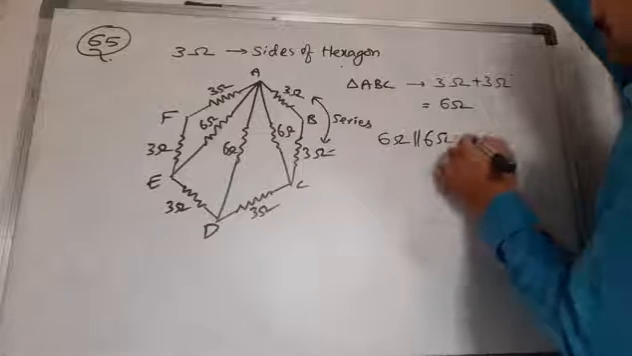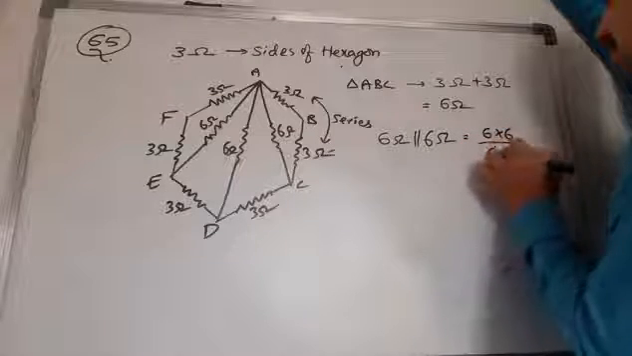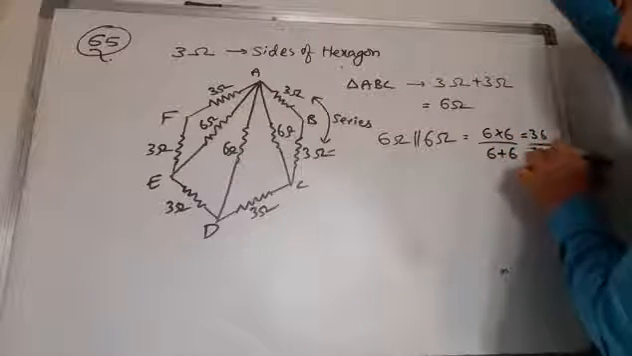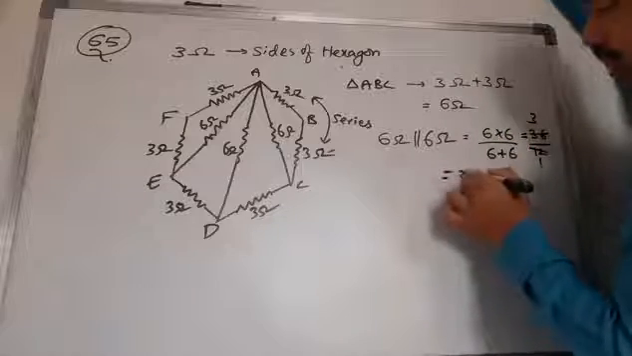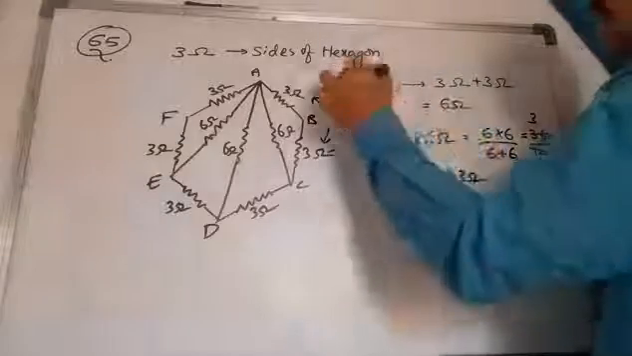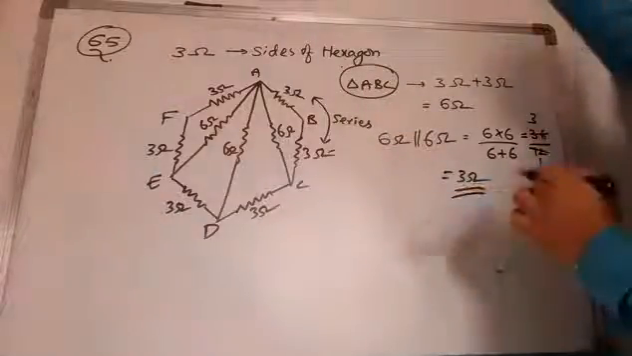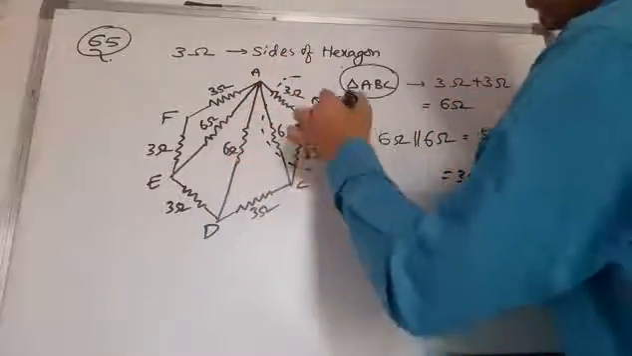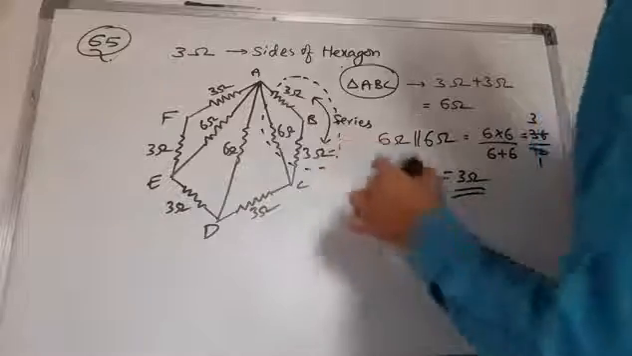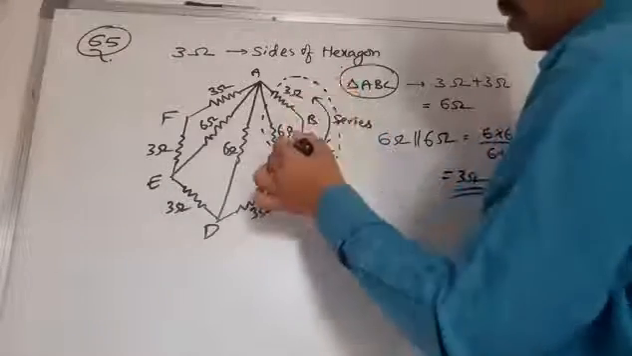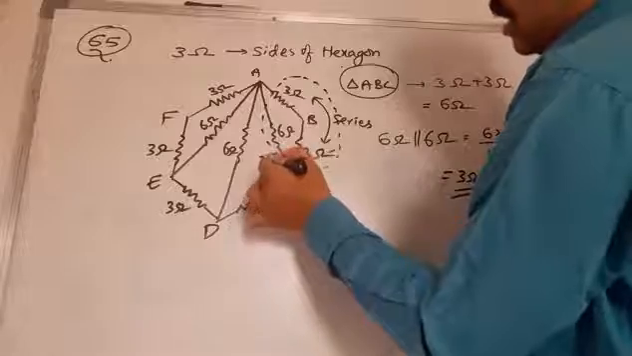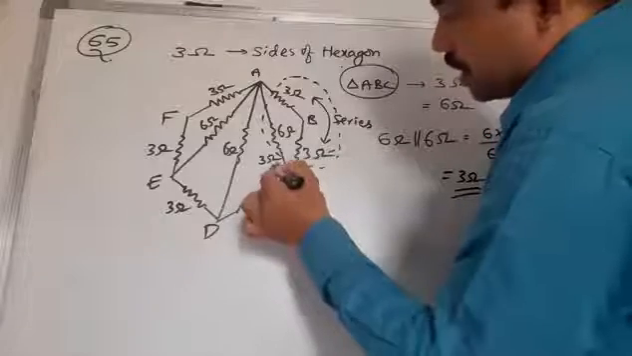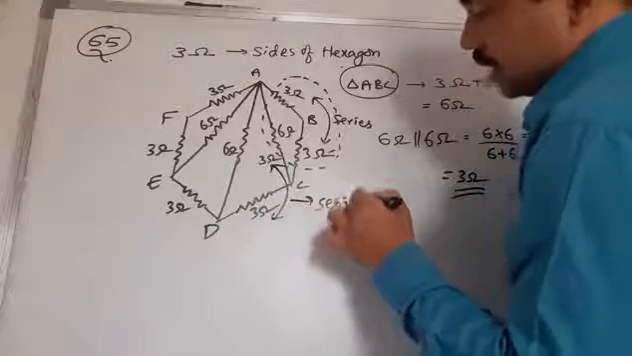That is equal to how much? 6 into 6 by 6 plus 6. So you will get 36 by 12, that is nothing but 3. So the resultant is 3 ohms. In the place of the triangle ABC, you can substitute 3 ohms now. So this total resistance will be replaced with 3 ohms. So this is removed, and we are going to place 3 ohms here. Now again this 3 ohms and this 3 ohms are in series.